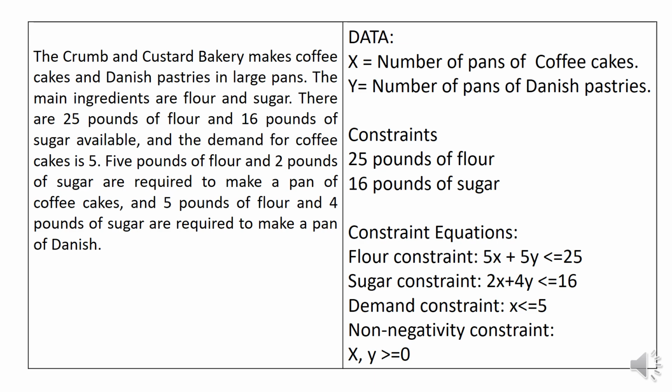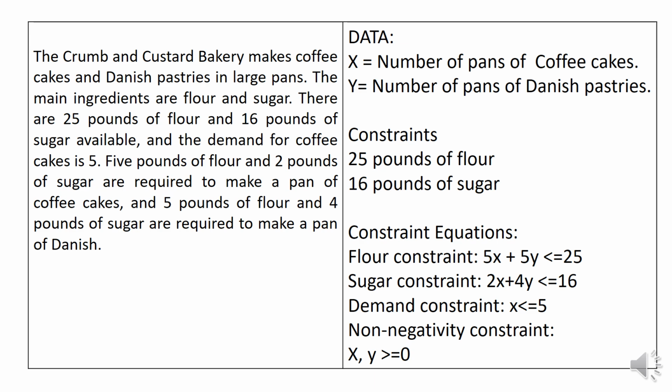The demand for coffee cake is 5. It is a demand constraint, so it is 5 or lesser than that. Okay. 5 pounds of flour and 2 pounds of sugar are required to make a pan of coffee cake, and 5 pounds of flour and 4 pounds of sugar are required to make a pan of Danish.